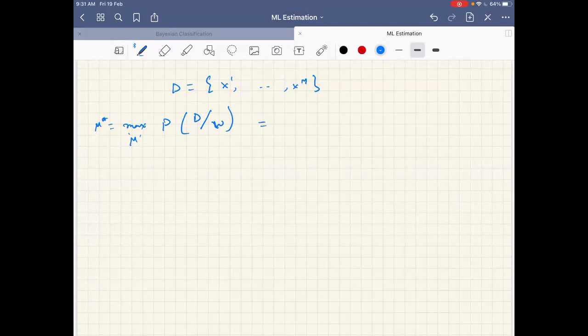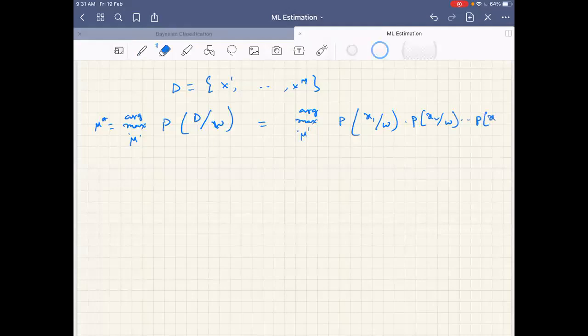I am expanding this just for clarity. P of x1 given omega into P of x2 given omega, and so on, up to P of xm given omega. What are these x1 to xm? Samples. Please note that these are not different features of the same sample.